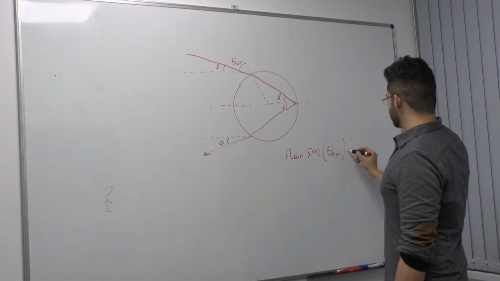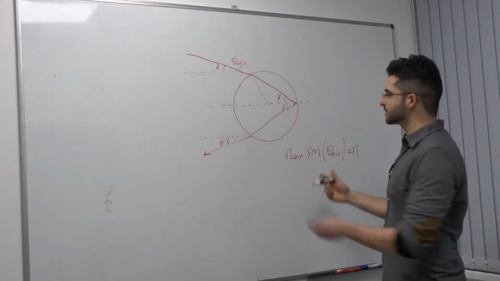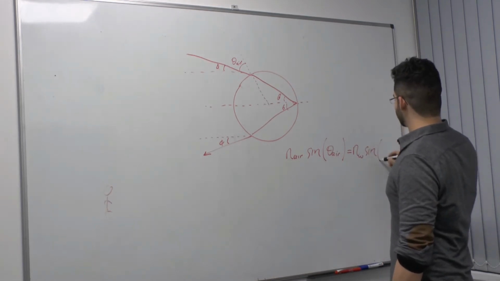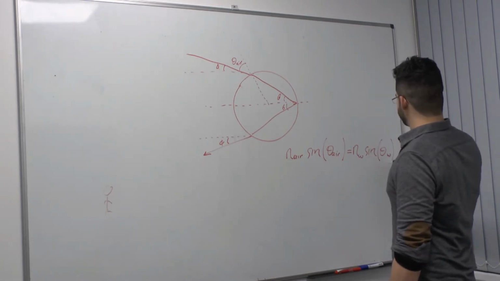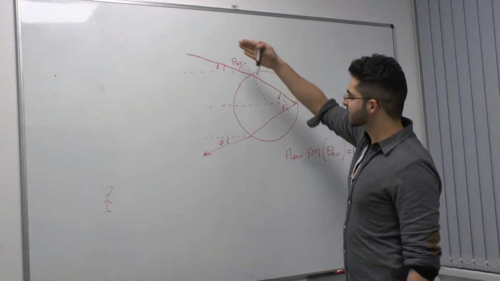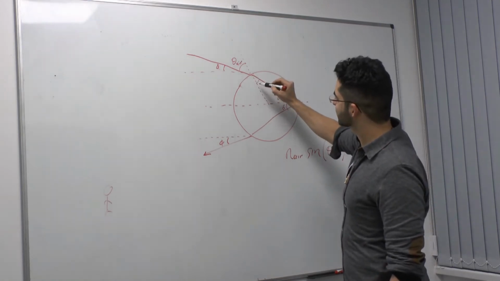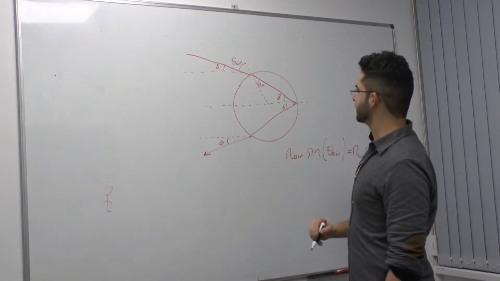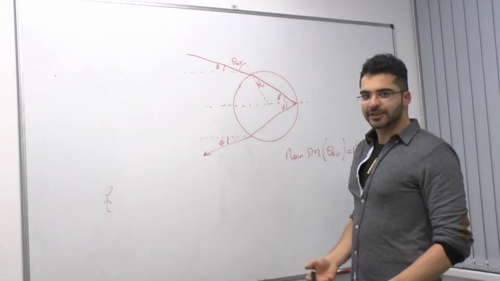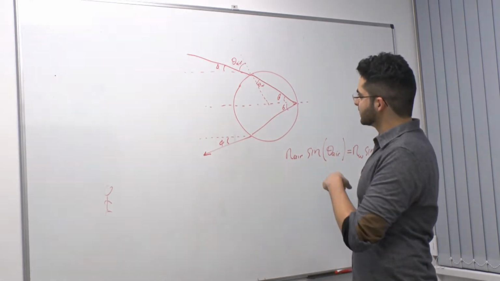This has to be equal to the refractive index of the new medium, which is water in this case, times the sine of theta w. Theta w is nothing more than the angle with respect to the normal inside the new medium. So this is what we call theta w. And that's pretty much all you need to know about the mechanism inside the droplet.